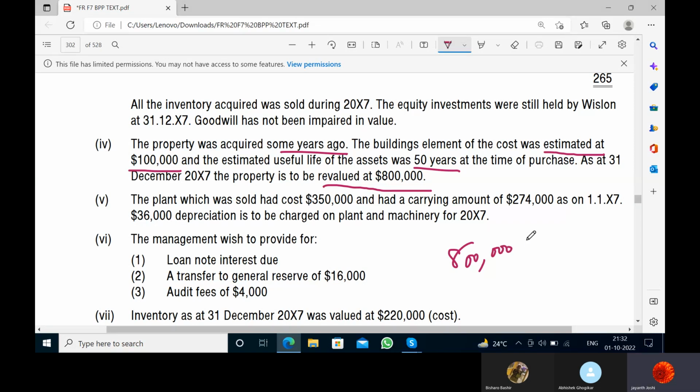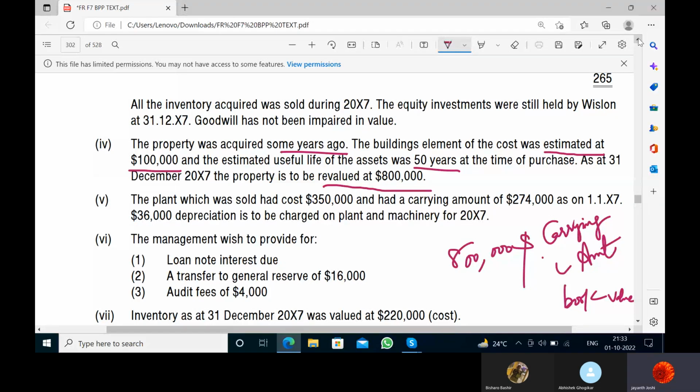Now, they revalued the property to this. Let us see what was the actual carrying amount of this asset. Carrying amount is nothing but book value, the value which you show in the books. We say this as carrying amount. Now let's see what the carrying amount of this is.